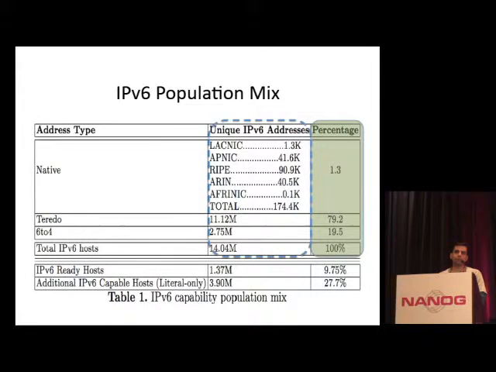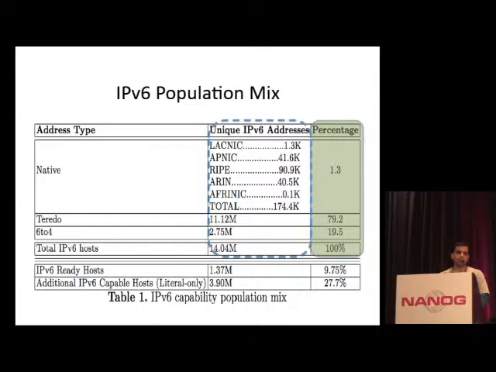So what's the population mix? We divided it up into native, Teredo, or 6-to-4 transition technologies. And no surprise here, we see Teredo with over 80%, accounting for over 80% of all IPv6 addresses we observe. Overall, we observe 14 million unique IP addresses, which, according to me, was a surprise. I didn't think there would be 14 million IPv6 addresses out there on the internet, but they exist. Only a very, very small fraction, 1.3% of all the addresses we observed, were native v6 addresses.